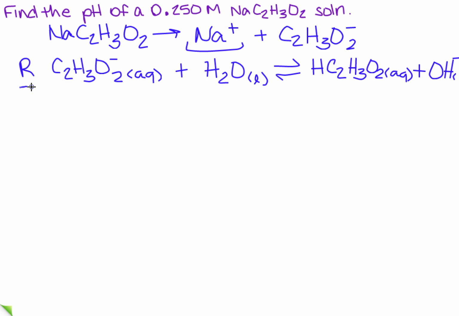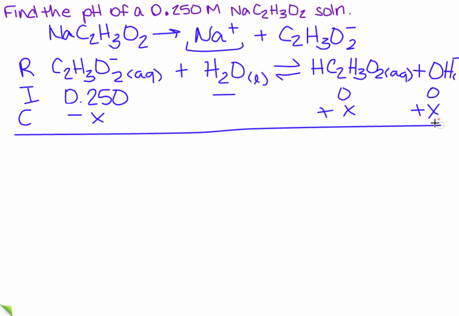So what is my initial concentration? Well, my initial is for NaC2H3O2, so that's this first term right here that I see. So that's going to be 0.250. Water doesn't count. And then I have 0 and 0. The change, minus x on the left, plus x on the right. What's the equilibrium? I'm going to add straight down. So I'm going to get 0.250 minus x, x, and x.